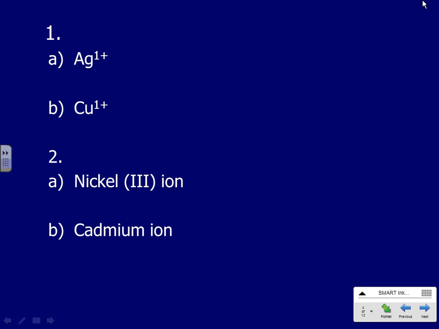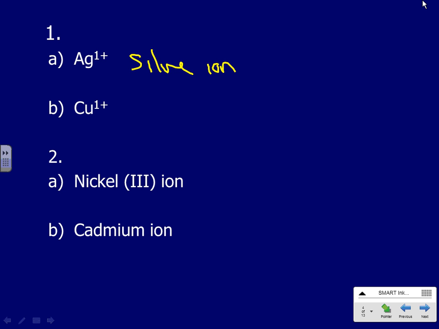How many possibilities for silver? Yeah, Chelsea? Everybody said it? That's great. 1. So do I need the Roman numerals? No. So what are we calling this metal ion? A silver ion. All right? A silver ion. So this is just called a silver ion. Excellent. Copper. Taking a look at copper.